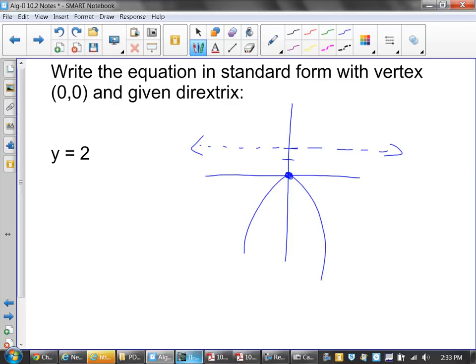Is that making it an x squared or a y squared parabola? X squared. We know it's going to be an x squared parabola, so x squared is 4py. I know it's going to follow that form. Now, if I'm at x squared equals 4py, my directrix is y equals 2. That means y equals the opposite of p is the directrix. What is the value of p? Negative 2. Good.